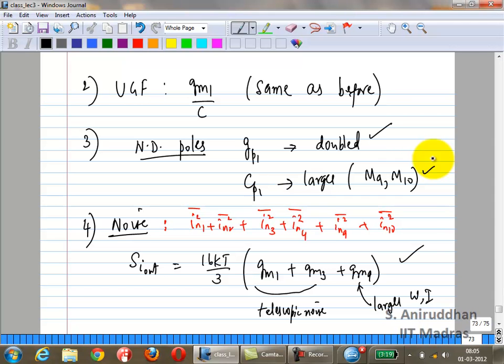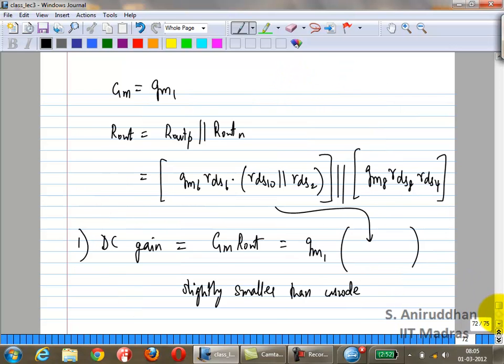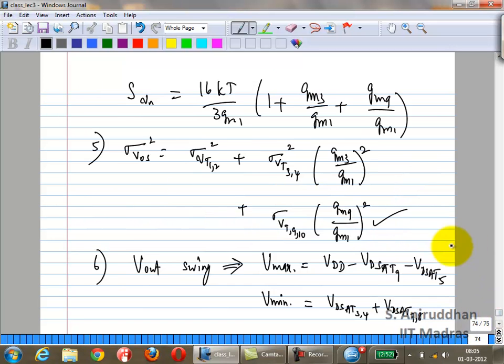And one other thing we noticed is that noise is worse, right? Especially because M9 and M10 have to be bigger because they are now using more bias current. They are now sourcing more bias current. So M9 and M10 probably have to be bigger. So then their noise is also going to be more important. And of course again, the offset of those transistors is also going to come into play.